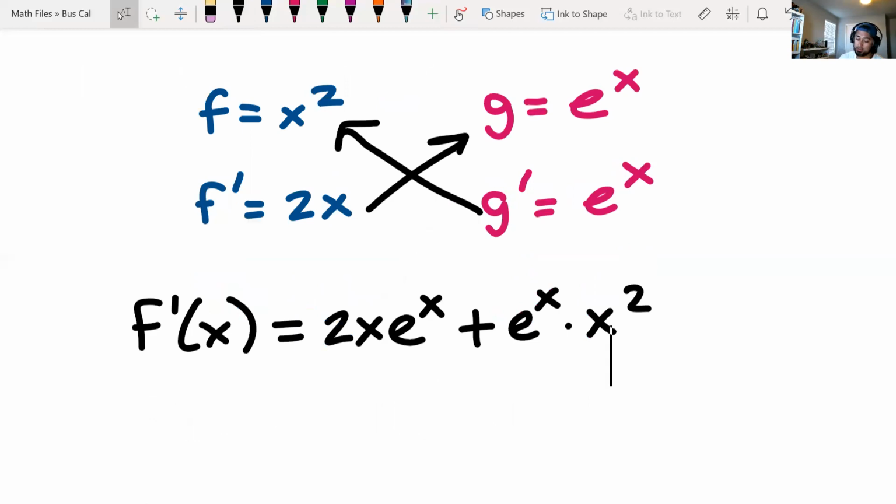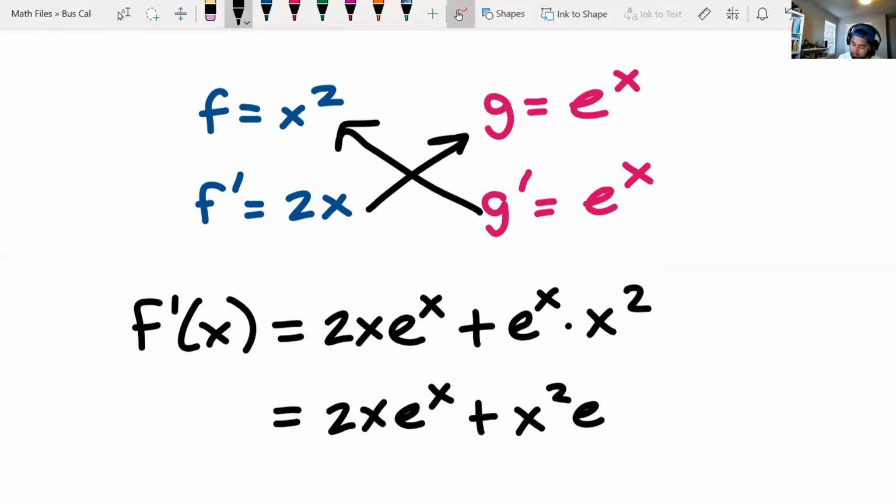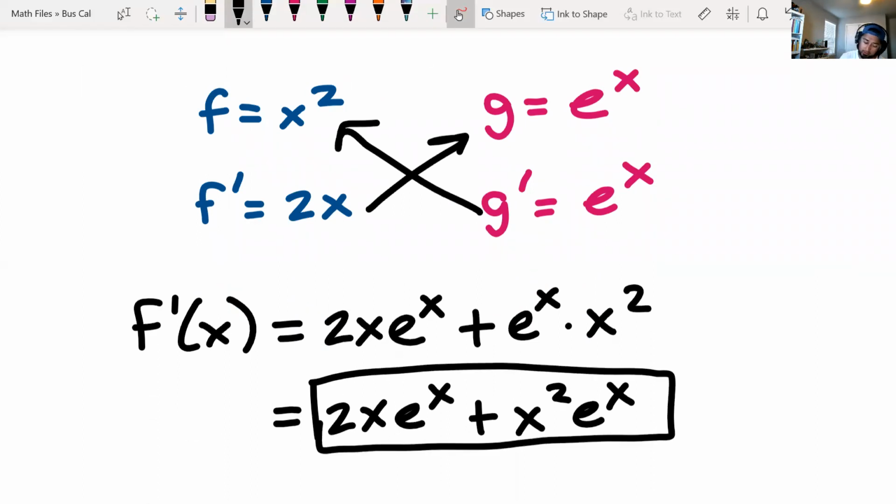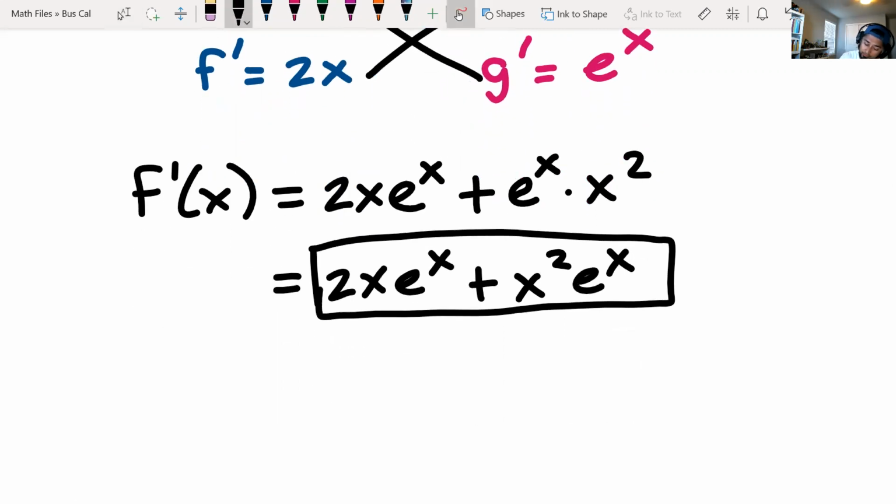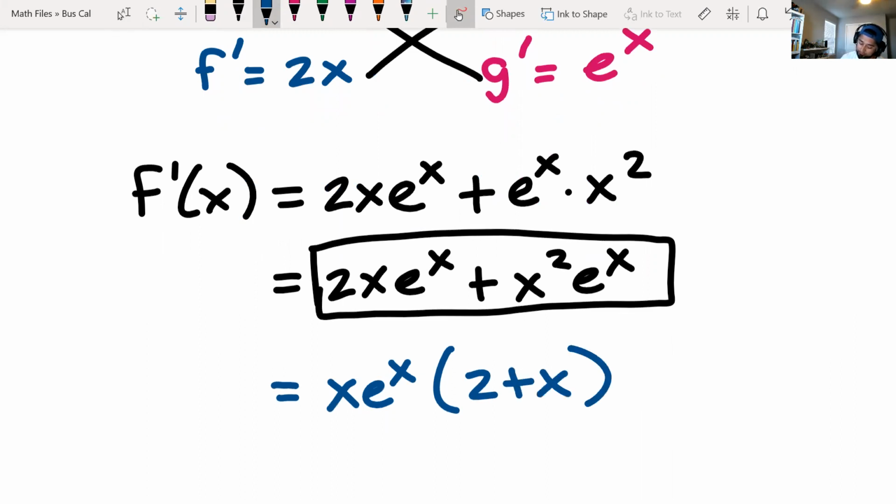Now that's a suitable answer, but if you want to rewrite it, you can just rewrite it as 2x e to the x plus x squared e to the x, just to put it in order. And then, like I said, this is perfect. But if it asks you to factor, which I don't think it will, you can also factor out an x and an e to the x, and this would leave you with 2 plus x.